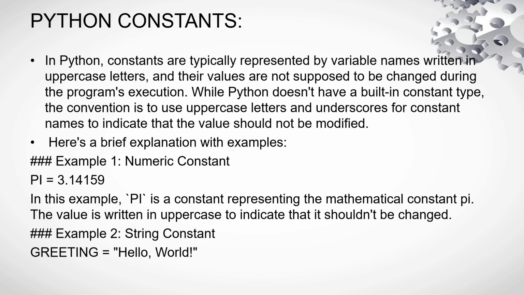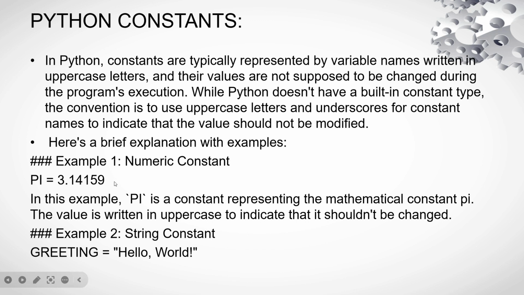Now let's go to constants. In Python, constants are typically represented by variable names written in uppercase letters. In the last session, we saw one example with constants. Their values are not supposed to be changed during the program's execution, meaning they have fixed values. While Python does not have a built-in constant type, the convention is to use uppercase letters and underscores for constant names to indicate that the value should not be modified.